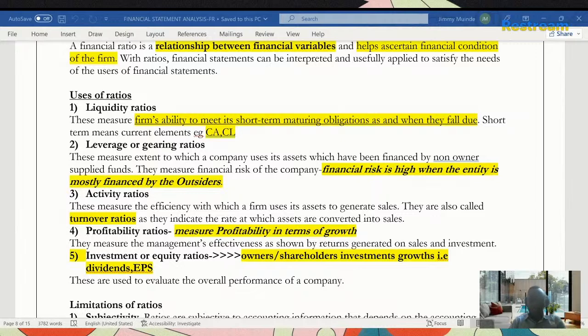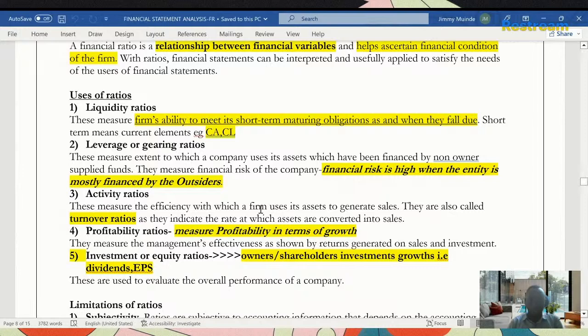So I'm sharing my screen so that we'll be on the same page. Checking on what we have at hand, you can see we have the notes. I've shared a copy of the notes of financial reporting. So we begin with what ratios are. Financial ratios are relationships between different financial variables, and they help to ascertain the financial condition of the firm. We ascertain the condition of the firm using these particular ratios.